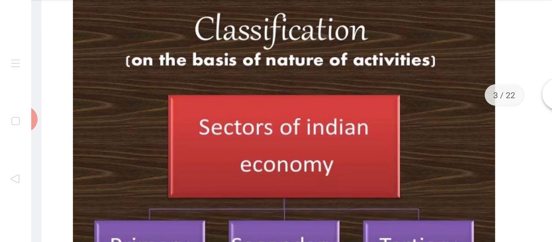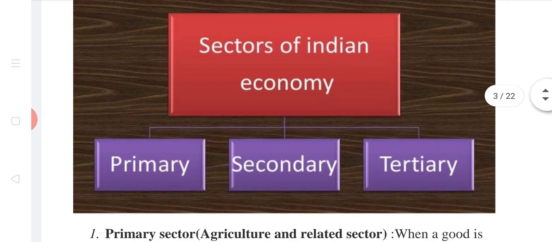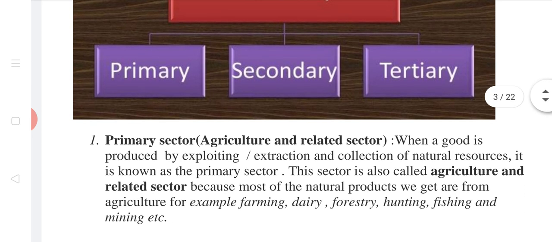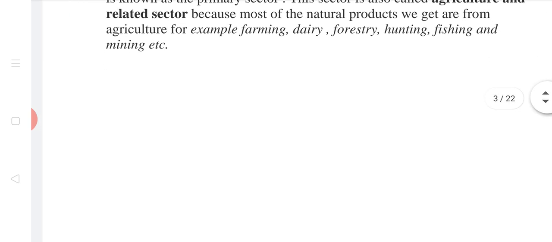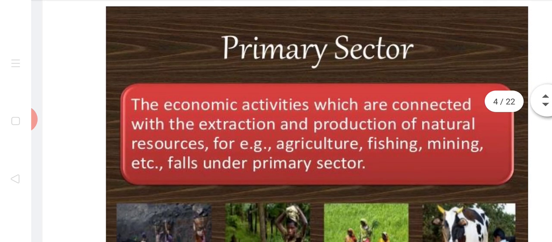Now, classification on the basis of the nature of activities. Sectors of the Indian economy: primary, secondary, and tertiary. The primary sector we call agriculture and related sector. When a good is produced by exploiting, extraction, and collection of natural resources, it is known as the primary sector. This sector is also called the agriculture and related sector or allied sector, because most of the natural products we get from agriculture. For example, farming, dairy, forestry, hunting, fishing, and mining. These are related to the agriculture sector, and this is called primary because it is of primary importance.